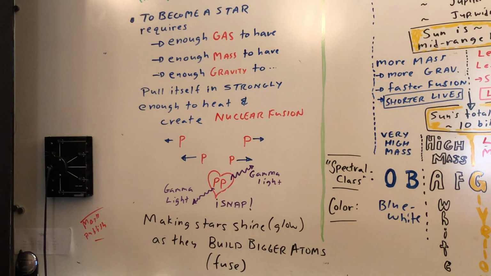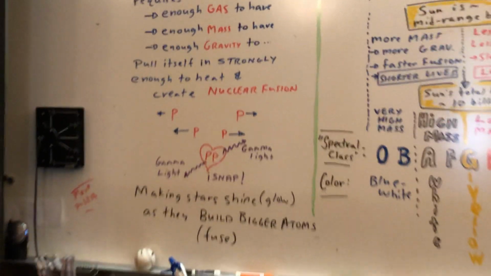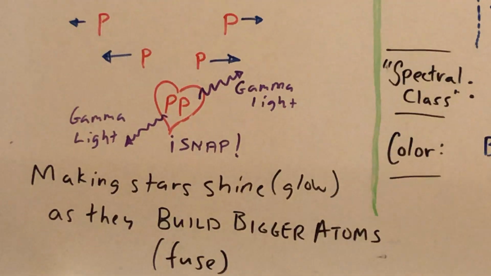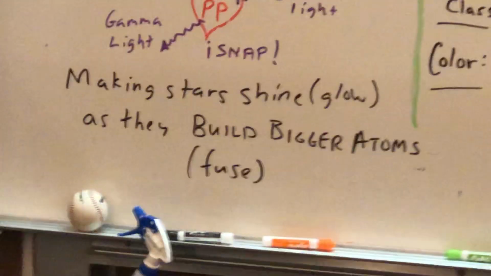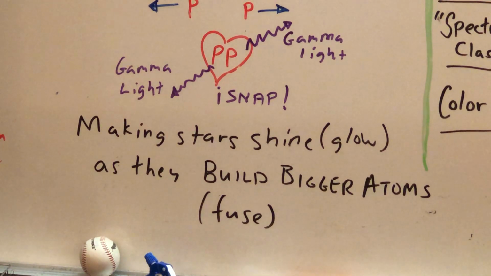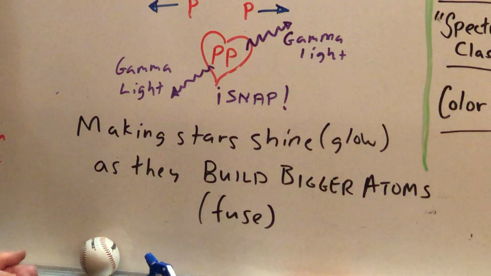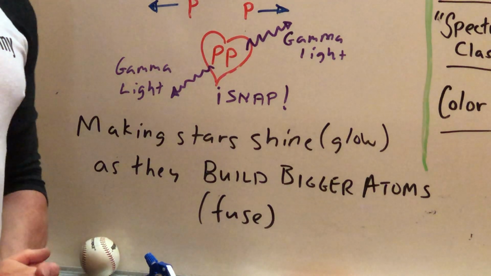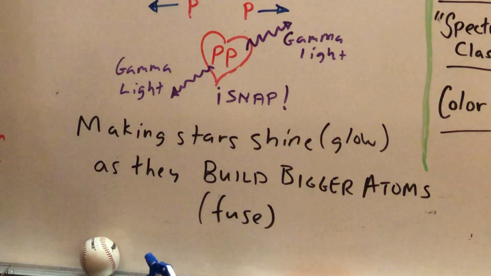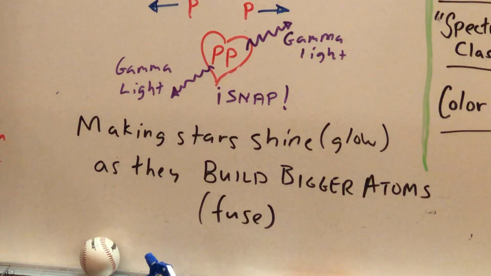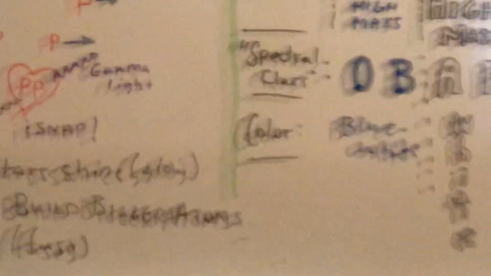Making stars shine, the nuclear fusion, making stars shine. This makes stars shine or glow as they build bigger and bigger atoms. And we will talk about that sequence. They build them, they fuse bigger and bigger atoms. A lot of people say burning, and it's not burning. So that's just an analogy. Okay, so that's what's up with stars.